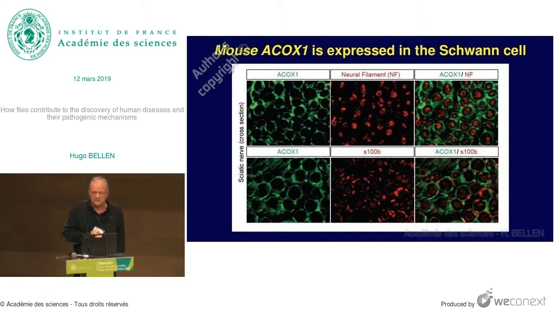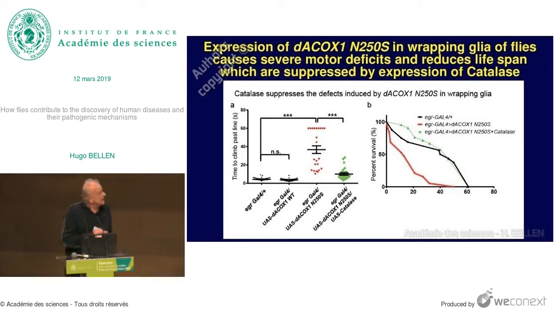This is a marker for axons. And it co-localizes very nicely with this nuclear marker for Schwann cells. As already mentioned, we expressed in the wrapping glia alone this dominant negative mutation and had a very short-lived fly that typically lives about 20 days. And by just expressing the catalase to remove the reactive oxygen species, you can restore the longevity.